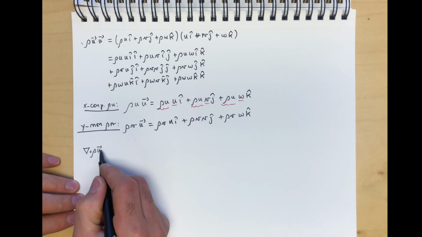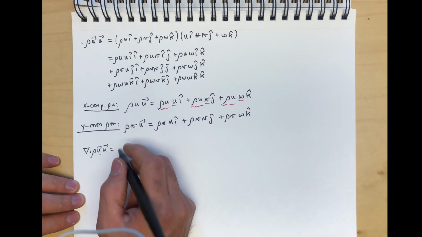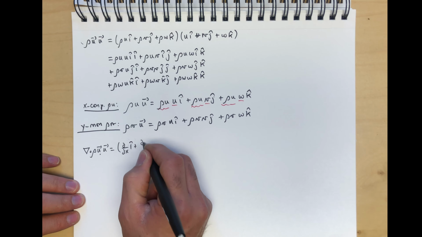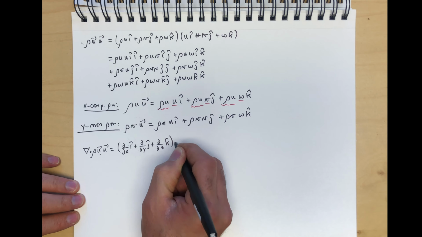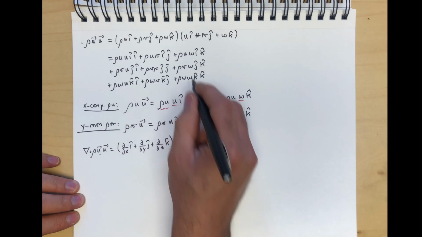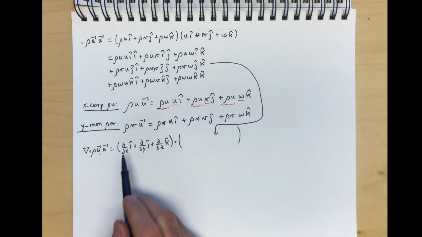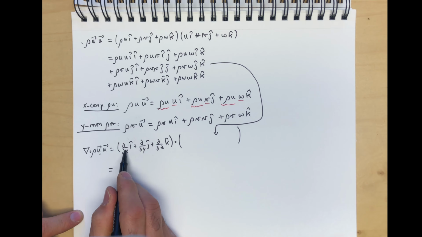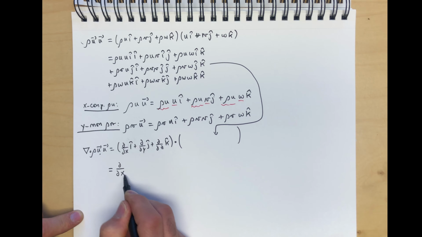Div rho u u, we simply spell this out, just like we did here. We write d by dx i plus d by dy j plus d by dz k, dotted with this whole thing over here. Now, you just apply the operator to each term. So, for example, we start with d by dx and dot it with the 9 components. So we get d by dx of all of these components.